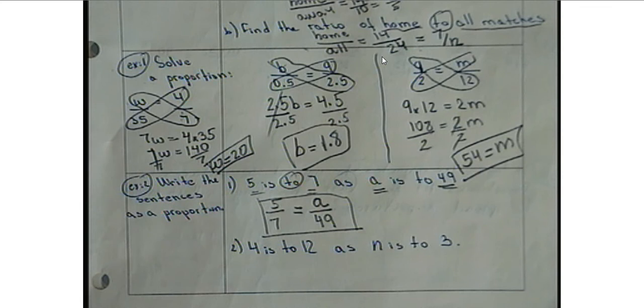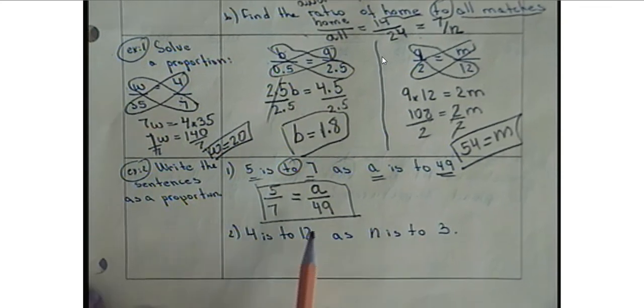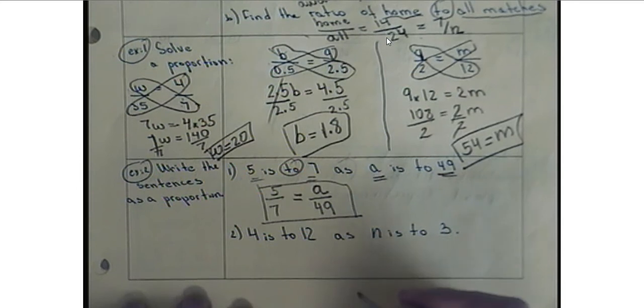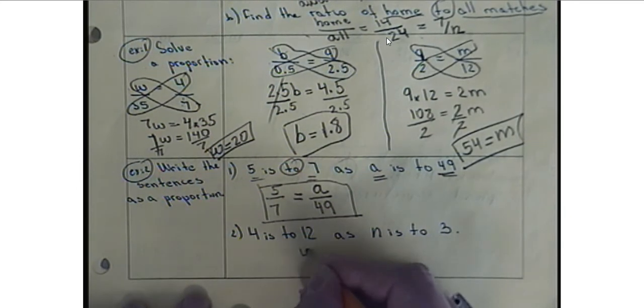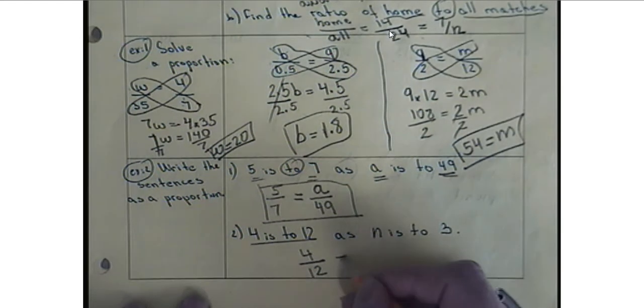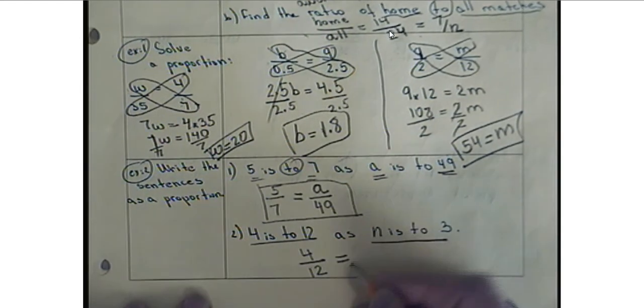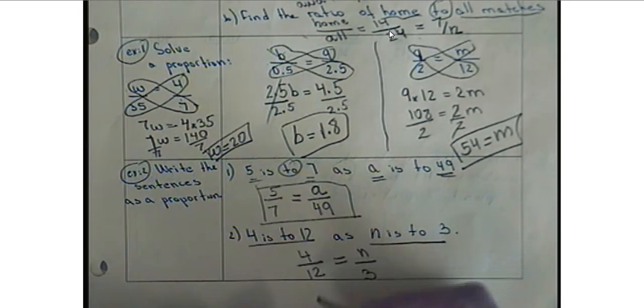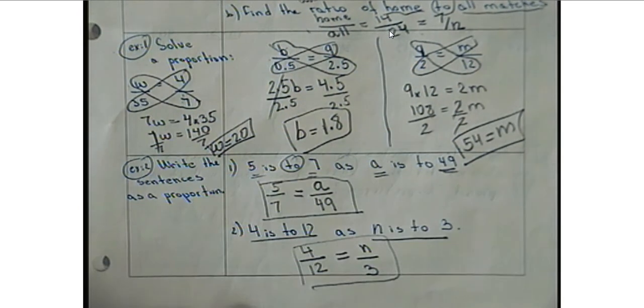Give a try on this one, okay? Pause the video for a second and try on your own. You have 4 is to 12 as n is to 3. Okay? And I'm going to help you now. So 4 is to 12, this is the first thing, as n is to 3. And done. That's it. Okay, very good.